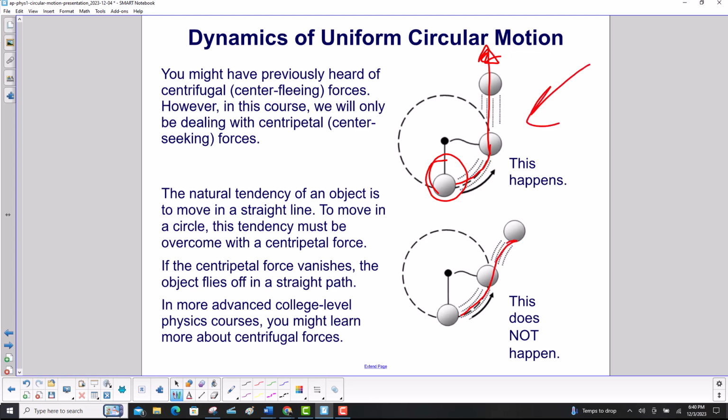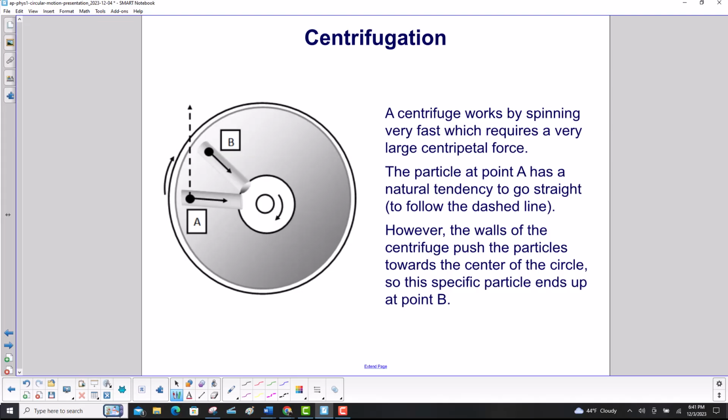This is what happens. A centrifuge works by spinning very fast, which requires a very large centripetal force. The particle at point A has a natural tendency to go straight. It wants to follow a straight line. However, the walls of the centrifuge push the particles towards the center of the circle, so this specific particle winds up over here at point B.